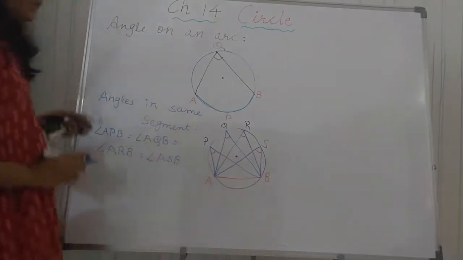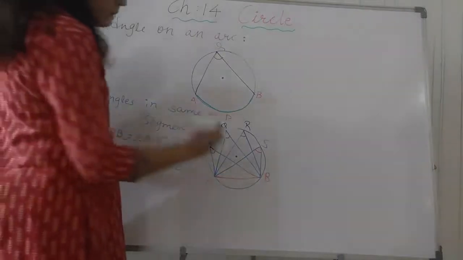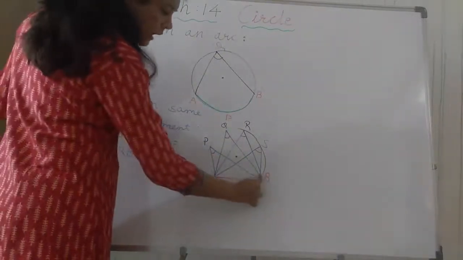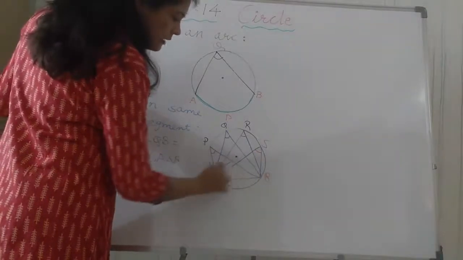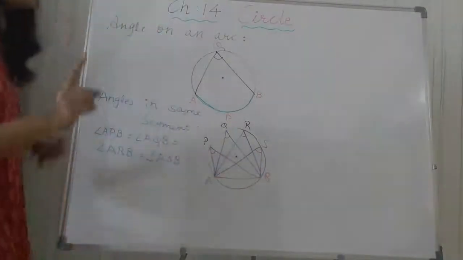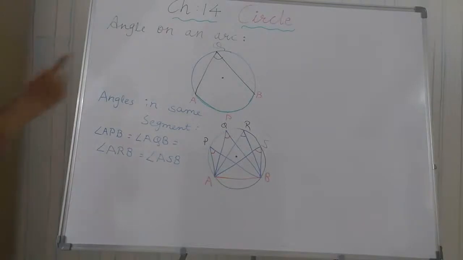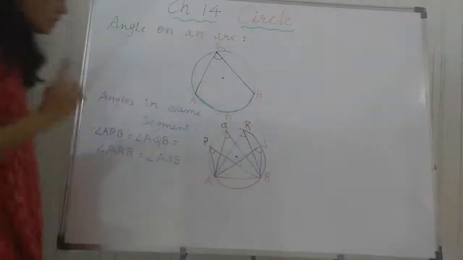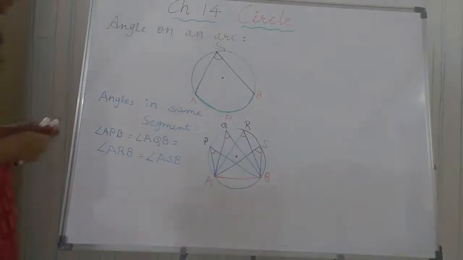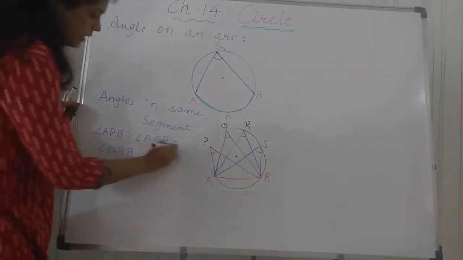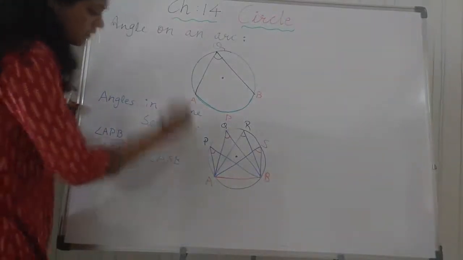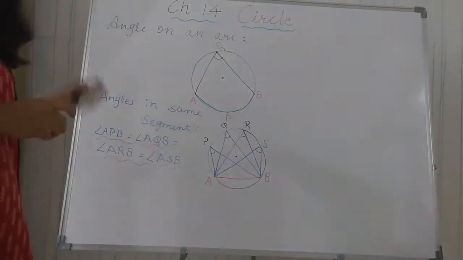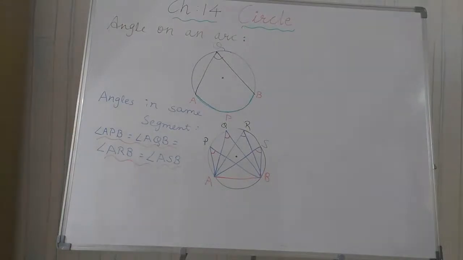It means they should all be subtended from the same arc. See, this is the arc AB and all the angles are subtended from this same arc only, and they lie in the same segment also. So this is a very important thing, students. Many times in our questions we use this for solving some questions of the circle chapter.